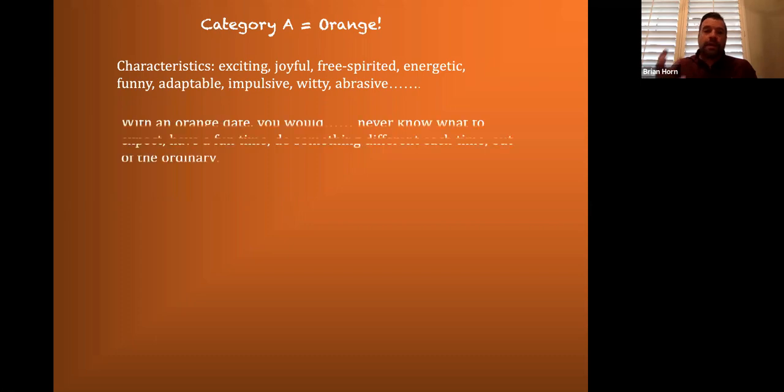Now, in the context of the date, the orange personality, if they remember they have a date, because of lack of organization, will certainly have one that is probably memorable. I always joke around, it could end in a high-speed police chase. But bottom line is, you will probably remember the date that you had with an orange personality.